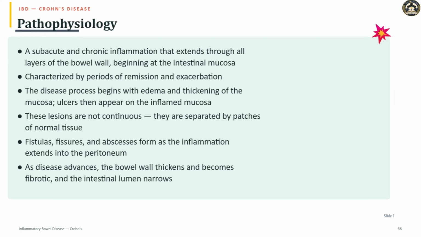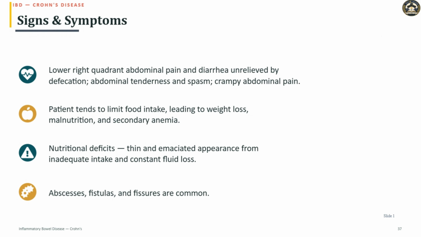As the inflammation extends into the peritoneum, complications like fistulas, fissures, and abscesses can form. With advanced disease, the bowel wall thickens and becomes fibrotic, leading to a narrowing of the intestinal lumen. The signs and symptoms of Crohn's disease often include lower right quadrant abdominal pain and diarrhea that is unrelieved by defecation. Patients commonly experience abdominal tenderness, spasms, and crampy abdominal pain.